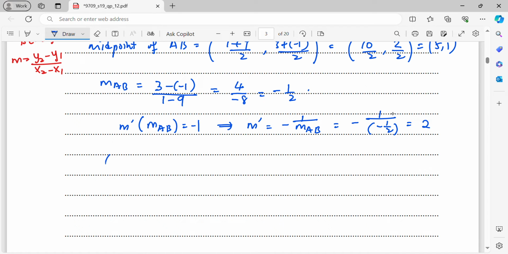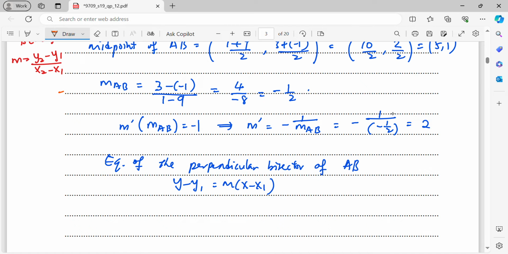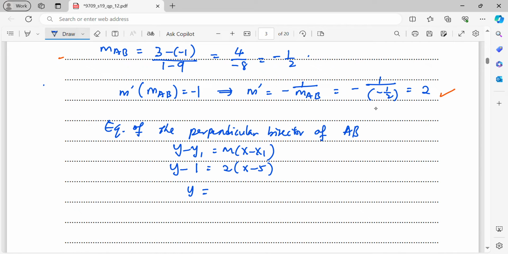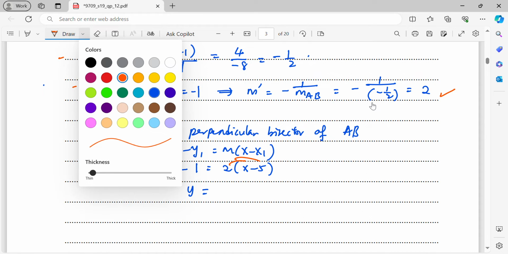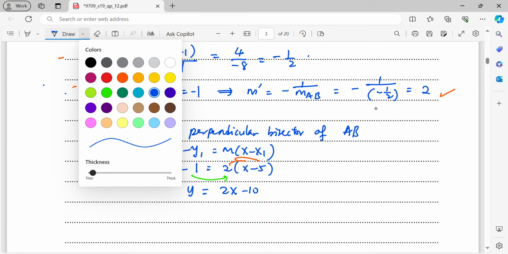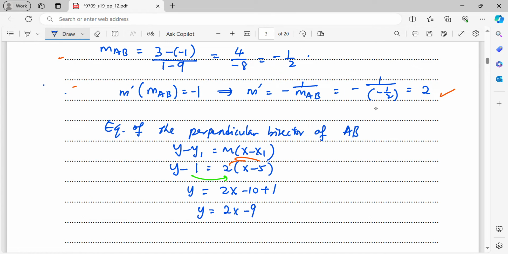So I will write the equation of the perpendicular bisector of AB. That is y minus y1 equals m bracket x minus x1. Okay, so now for this, I will be using this gradient and also the midpoint of AB. So here I will write y minus, my y1 is 1, the m is 2, then x minus 5. Then from here, y equals, now do expansion for the right side first. It will be 2x minus 10, 2 times 5 is 10, and then move this minus 1 to the right side, so it becomes plus 1. Therefore, your y equals 2x minus 9. This is the perpendicular bisector.